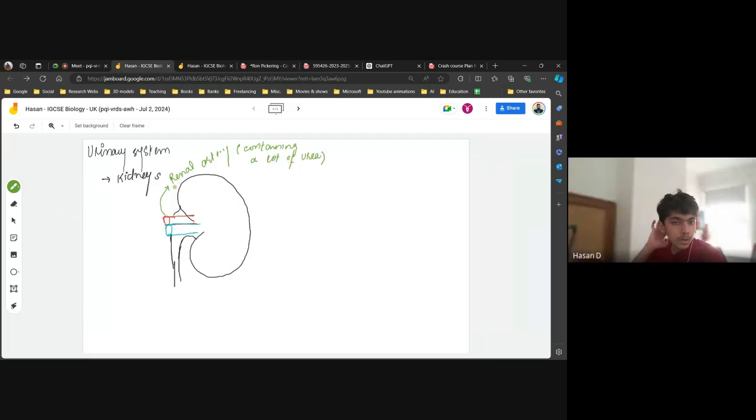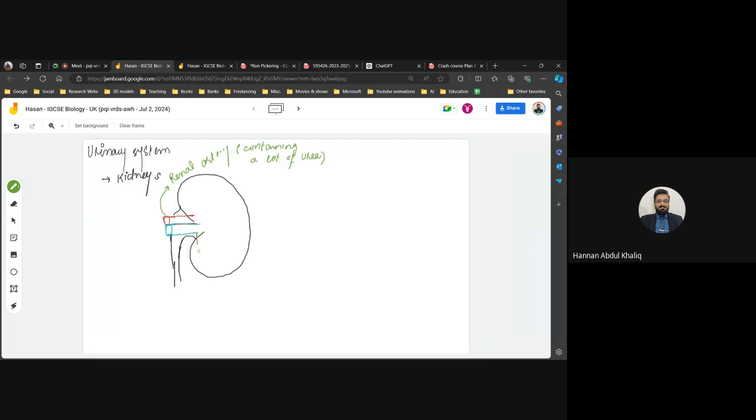It supplies blood to the kidneys. Then the second is the renal vein. It contains least urea. Why do you think this happens? That the renal artery contains a lot of urea, while the renal vein contains least urea or no urea.